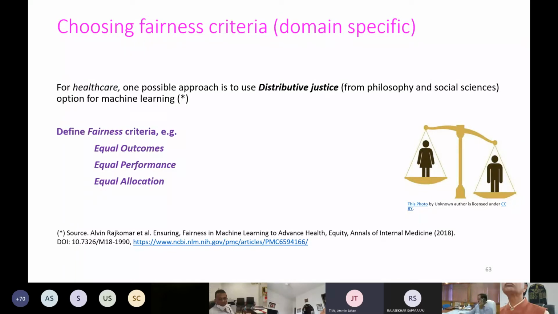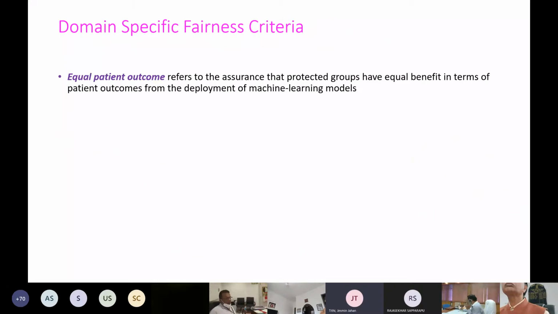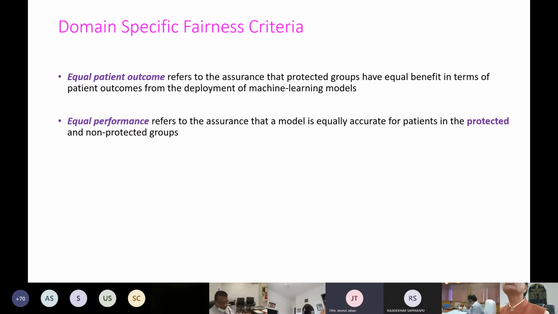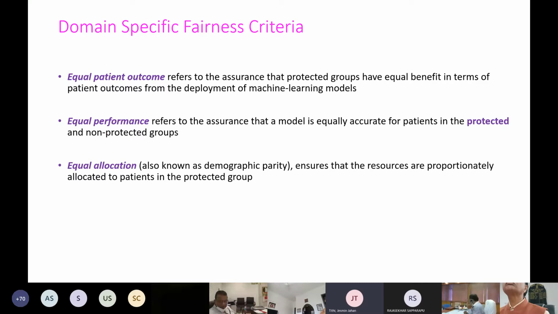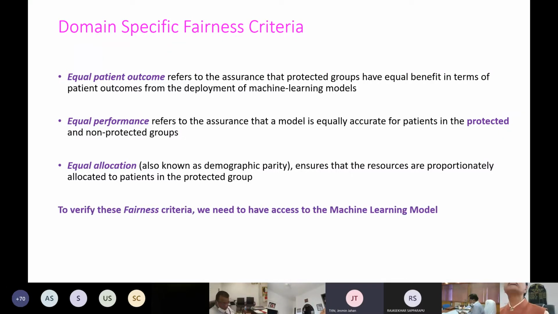For healthcare, one possible approach is to use distributive justice, which comes from philosophy and social sciences. And here the fairness criteria could be equal outcomes, equal performance, or equal allocation. Equal patient outcome means the assurance that the protected group will have equal benefit in terms of patient outcomes from the deployment of the machine learning model. Equal performance means that the model is equally accurate for patients in the protected group as well as the non-protected group. Equal allocation means the resources are proportionately allocated to patients in the protected group. This is also known as demographic parity. Now, to verify fairness criteria, we need to have access to the machine learning model.